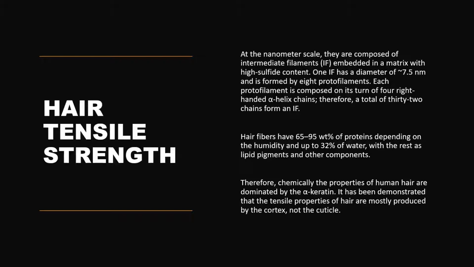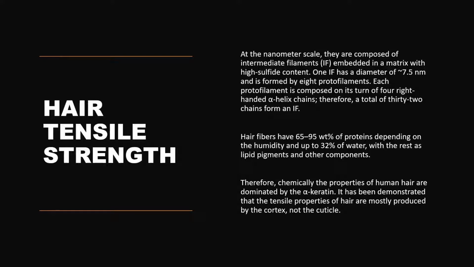At the nanometer scale, the hairs are composed of intermediate filaments, which have a high sulfide content. One intermediate filament has a diameter of about 7.5 nanometers and is formed by 8 protofilaments. Each protofilament is in turn composed of 4 right-handed alpha helix chains. Therefore, a total of 32 chains form an intermediate filament.